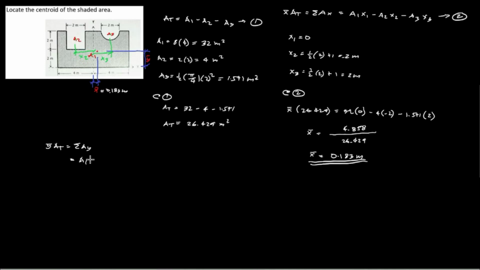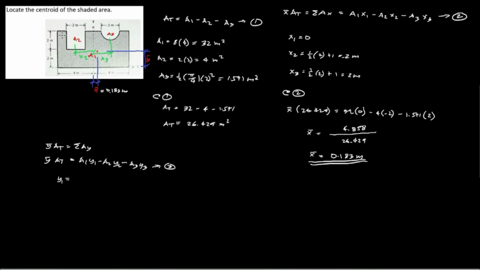Area 1 times y1 minus area 2 times y2 minus area 3 times y3, and this is y prime area 3, equation number 3. We will find the value for y1.